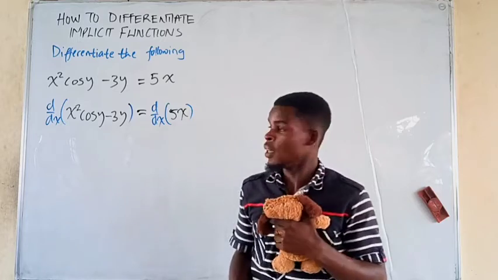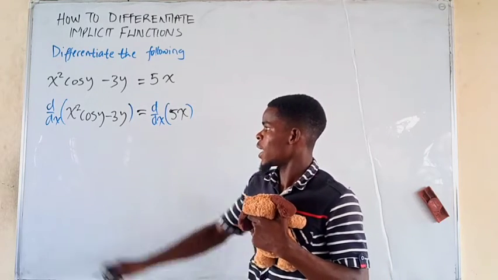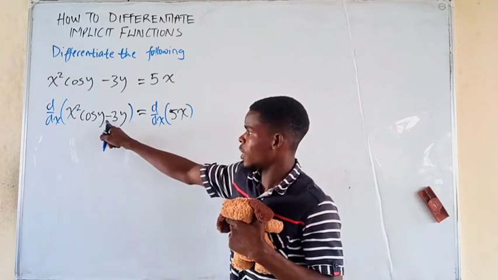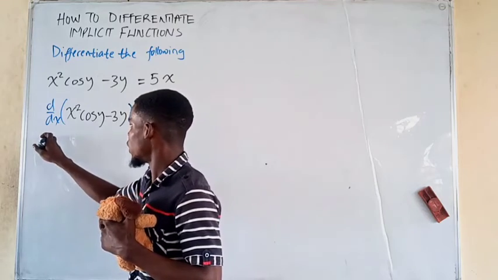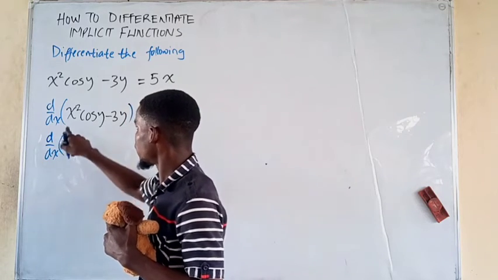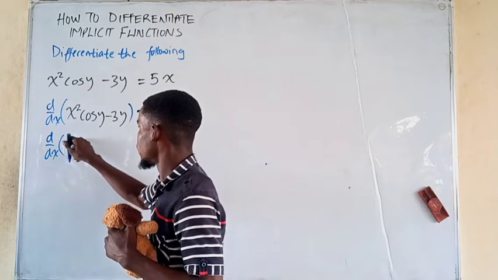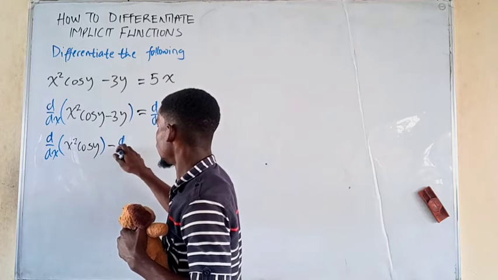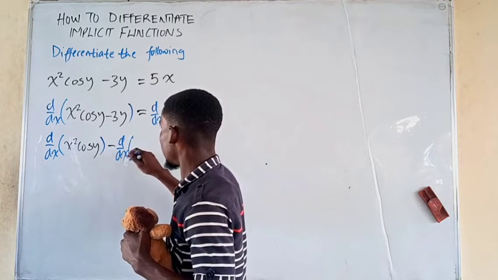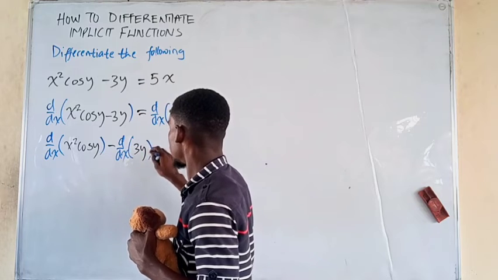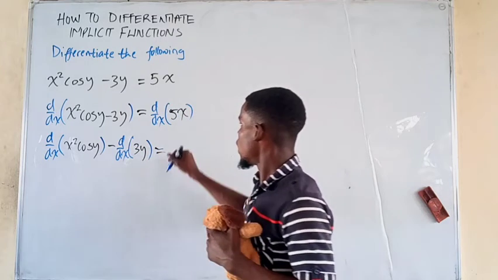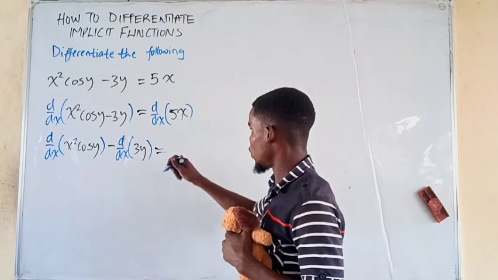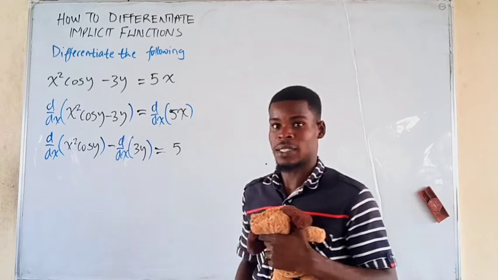Good. Okay, so on the left-hand side, we can split the derivative with respect to x across everything in there, because we have a difference of two functions. So let me just put it down here. The derivative with respect to x of the first part, which is x squared cosine y, and then we subtract the derivative with respect to x of 3y from that. On the right-hand side, the derivative with respect to x of 5x will just give us 5. So when we differentiate 5x, we just have 5 as the derivative.